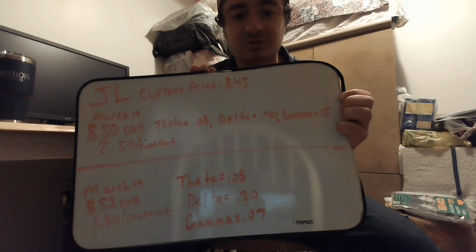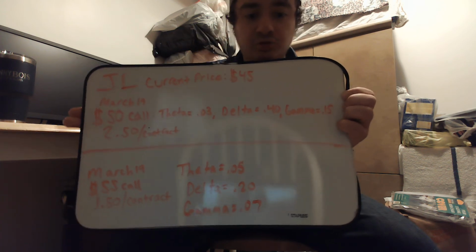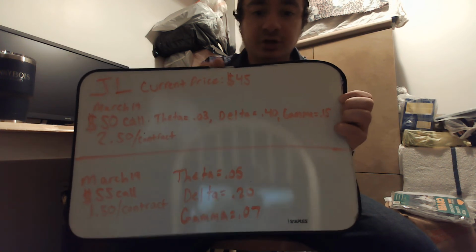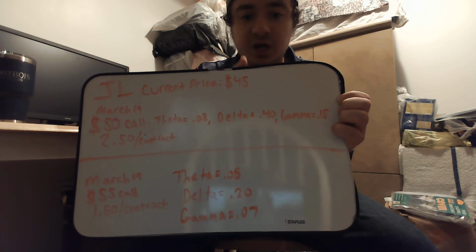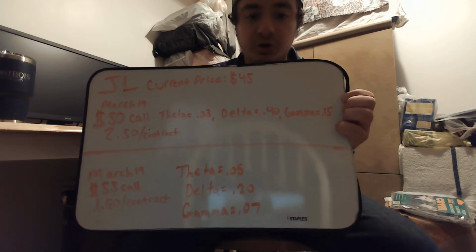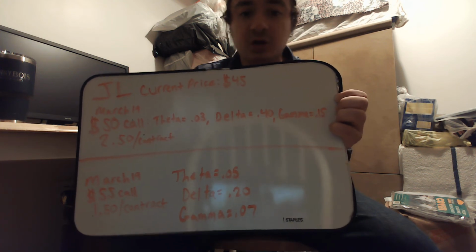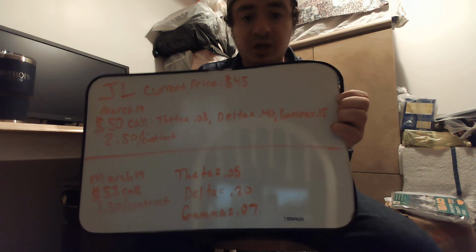That's all that means: if it stays at the current price, this option will lose that amount of value each day. Your delta is 40 cents on the $50 call. What that means is that if JL were to go to $46 per share, this contract would gain 40 cents of value. So for each dollar JL rises, that contract will gain 40 cents.